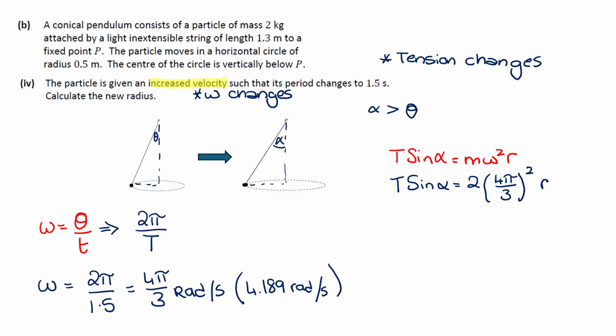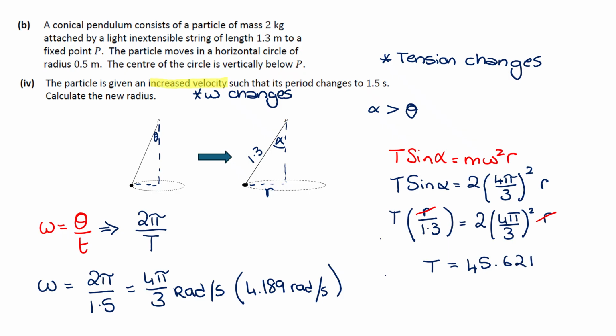At this point, we have two unknowns, so this is a little bit tricky. However, we can rewrite our sine of alpha in terms of r. Here's our r, and remember that the length of the string won't change. So I can rewrite this as T times r over 1.3 is equal to 2 times 4 pi over 3 squared times r. The r's are gone, so that allows us to solve for T. When we work that through, our new value for T is 45.62 newtons.